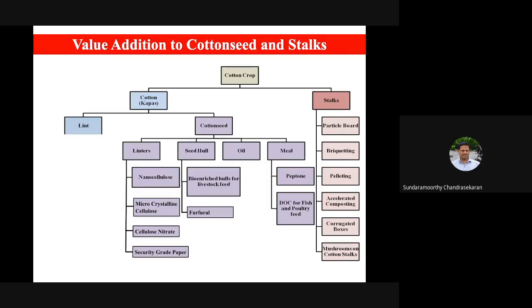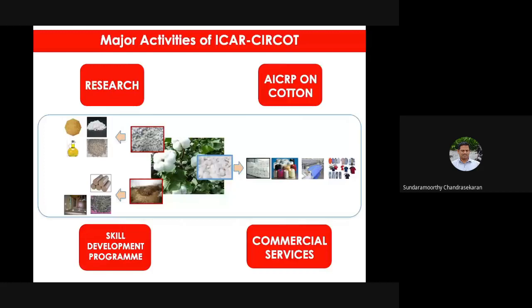So our institute has developed technologies on all these aspects, and we are trying to promote them so that instead of burning the stalks in the field, which almost 70-80% of the farmers practice presently, we try to make them more entrepreneurial by following any of these technologies so that they get an additional benefit. So that gives the scope of value, that is entrepreneurial activity, which can be done in the cotton value chain.